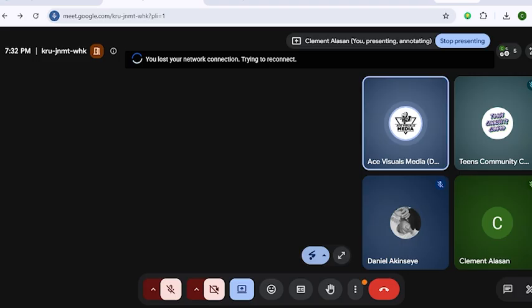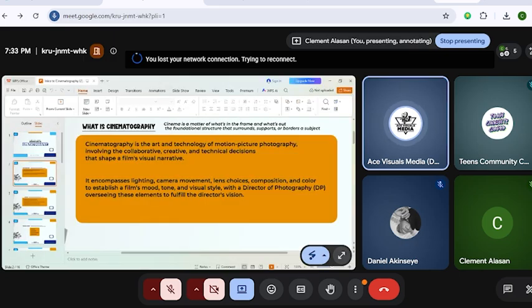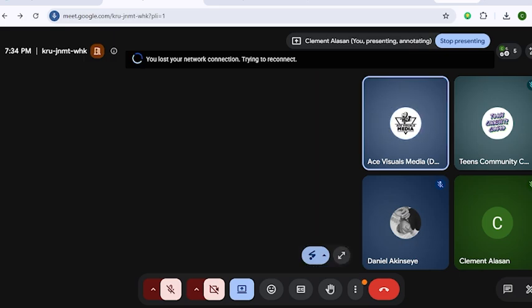So it involves a lot of things: the camera, the set, and any and every other thing we put together to tell a story appropriately is cinematography. So it encompasses lighting, camera movement, lens, composition, color, and each and every one of these things I will explain.